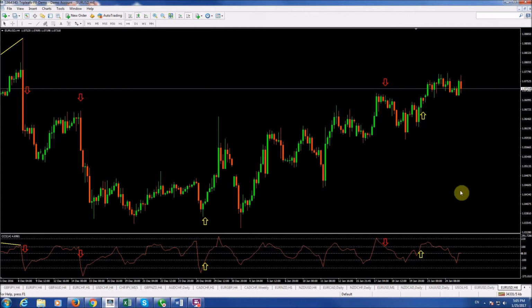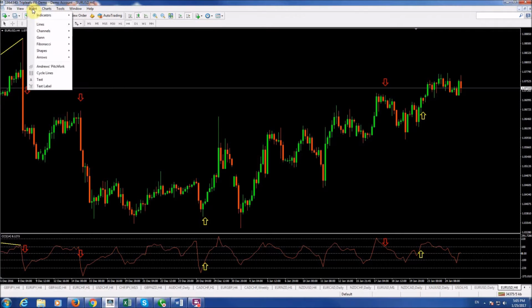Today we will talk about the Commodity Channel Index, or the CCI for short. The Commodity Channel Index is a versatile indicator that can be used to identify a new trend or warn of extreme conditions. In general, CCI measures the current price level relative to an average price level over a given period of time. So first of all, let's learn how to set up the indicator and how to insert it.